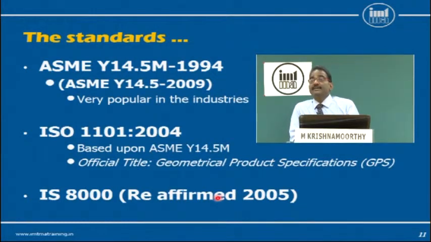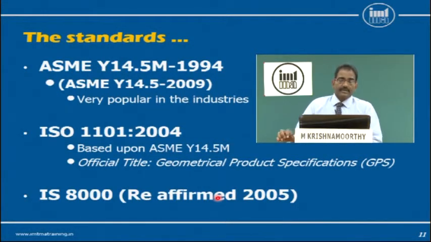Where is GD&T originating from? Are there any standards governing the GD&T? Yes, the GD&T is governed by ASME as well as ISO standards. ASME Y14.5, an earlier release was in 1994 and the latest release was in 2009, is the most popular standard followed worldwide across the engineering industries.